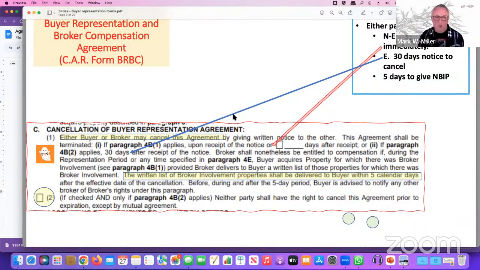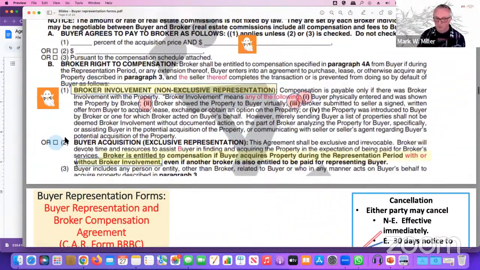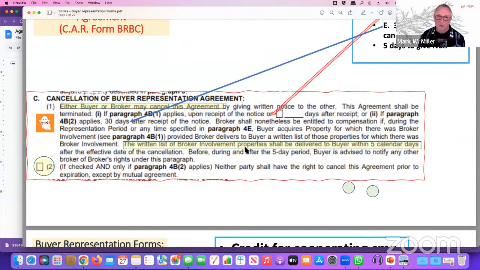So C1 actually applies to whether it's non-exclusive, and that could be either party anytime can terminate it. If you had checked the box previously, at section 4B2, you see there's a corresponding box there in C2, then the parties don't have a right to cancel without giving each other notice for 30 days, if it's an exclusive agreement. But if it's a non-exclusive agreement, either party can cancel at any time just by giving the other party notice. Thank you, Mark.